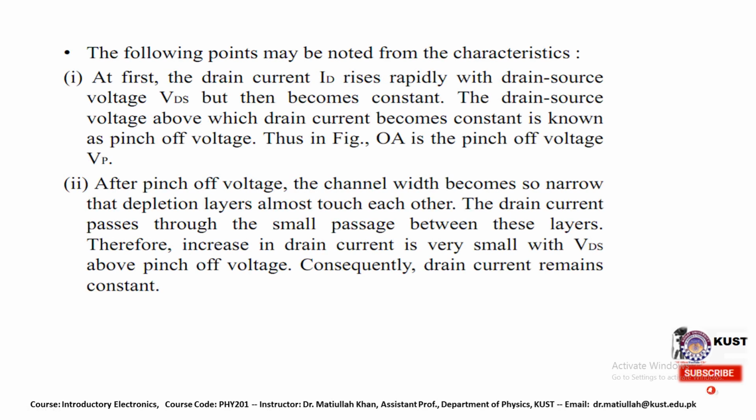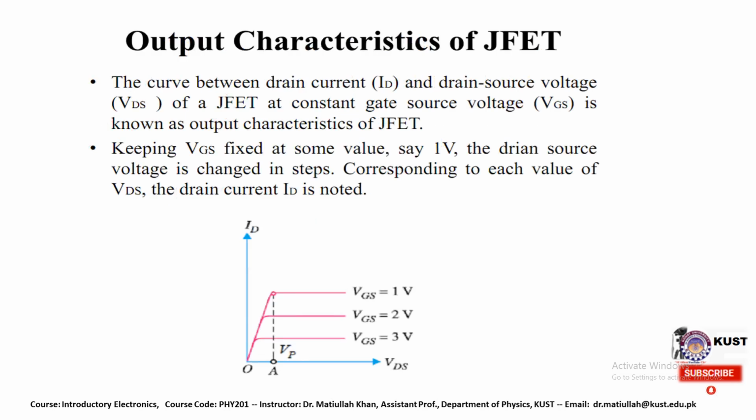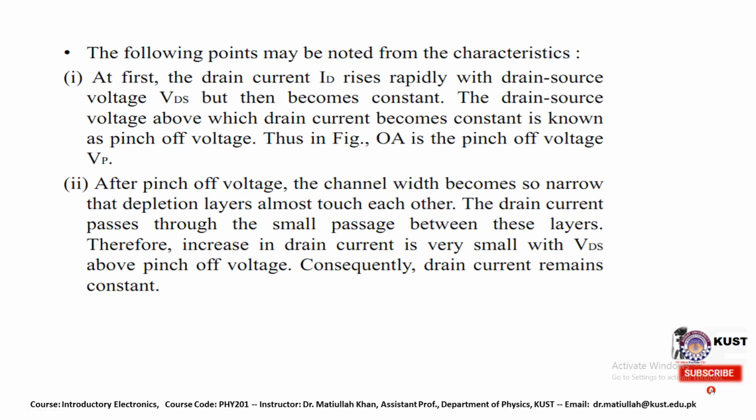After the pinch off voltage, the channel width becomes so narrow that the depletion layers almost touch each other. So the drain current passes through this small passage between the layers, and therefore the increase in drain current is very small with VDS above the pinch off voltage. The drain current remains constant in that region. If we look at this curve, you see this one is constant, and if we further increase VDS, there is no change in current, because the channel becomes constant after that region.